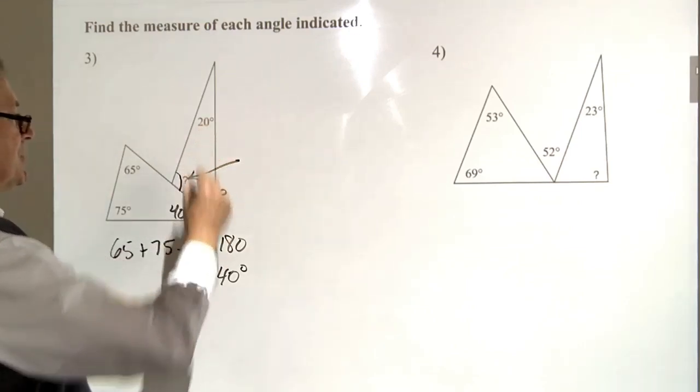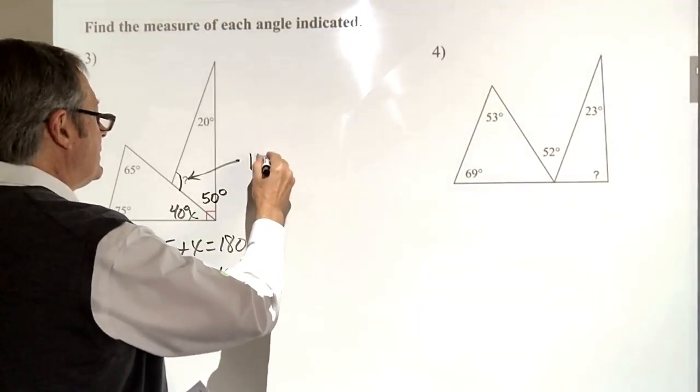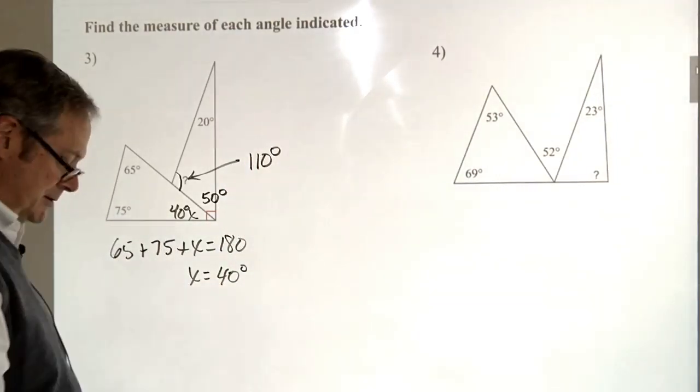Aha! So now we can find out this angle right here. It's 50 plus 20, which is 70. From 180 would be 110 degrees.